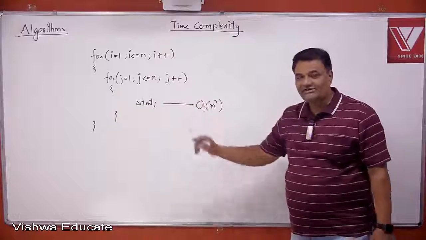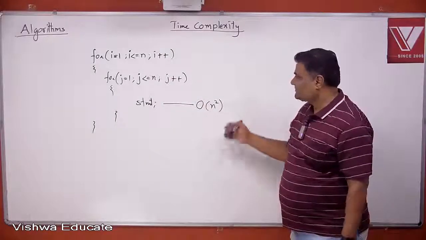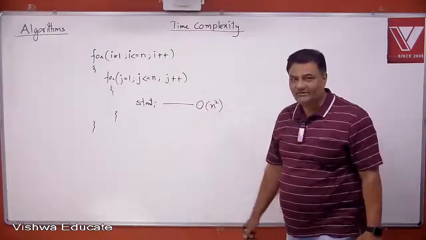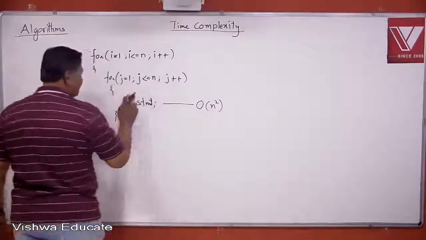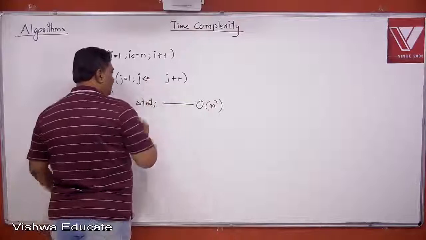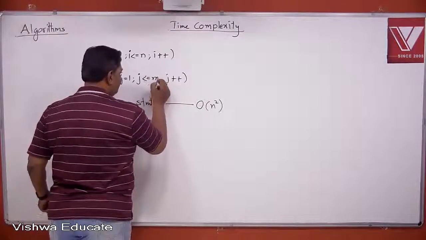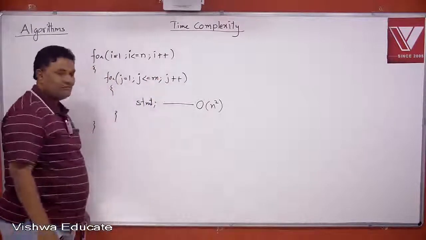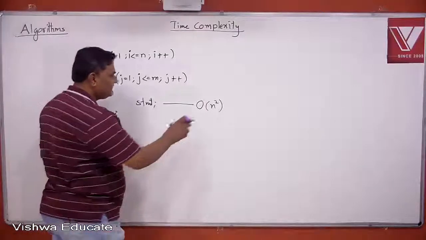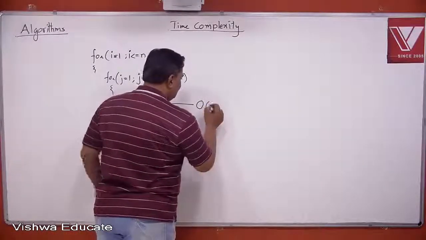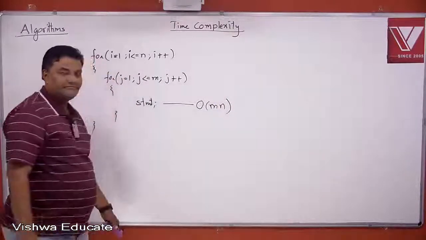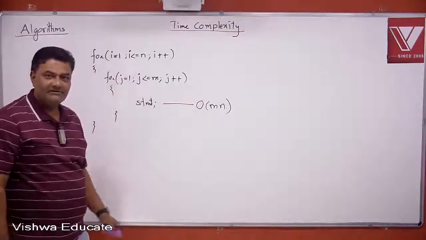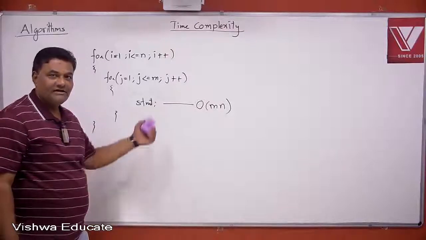So it means if you have nested for loop, it's going to be n square. Already we have seen this, I don't have to explain. Next, now I'm making one change here. If it is not n, this is m. Then what? It is m into n, mn, or nm, whatever it is. We write it as nm.